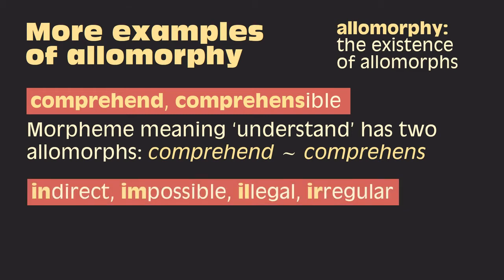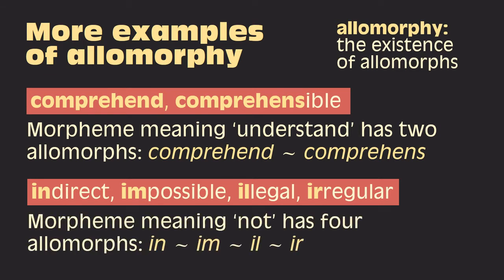Now compare the words indirect, impossible, illegal, and irregular. These words all begin with a morpheme that means not, but the form of the morpheme differs in each word: in, im, il, and ir. These are four allomorphs of a single morpheme. The morpheme means not, and it just has four different ways of being pronounced, depending on the context it's used in.